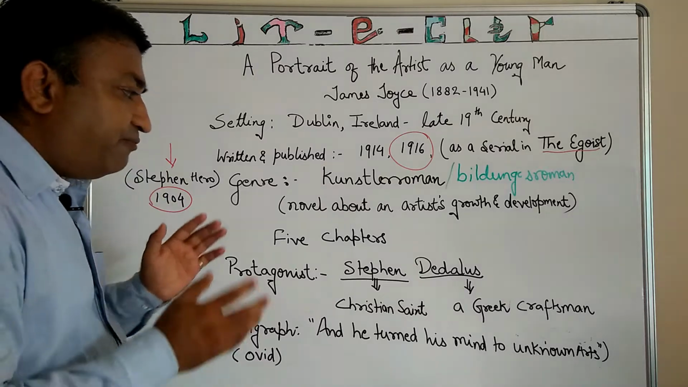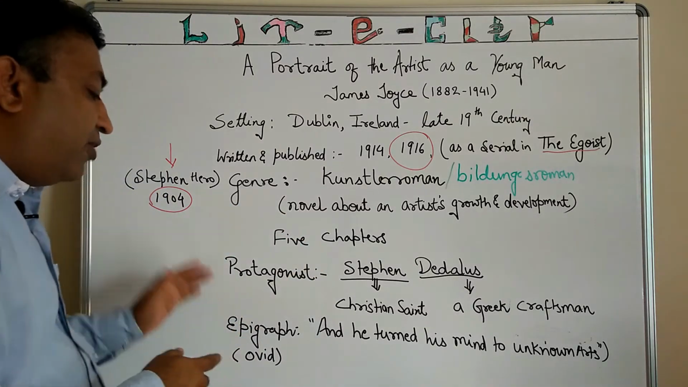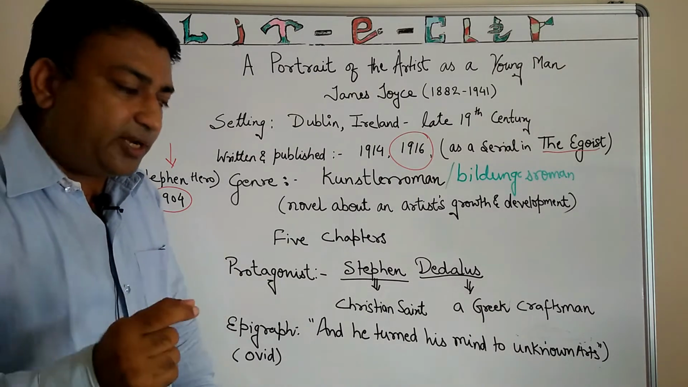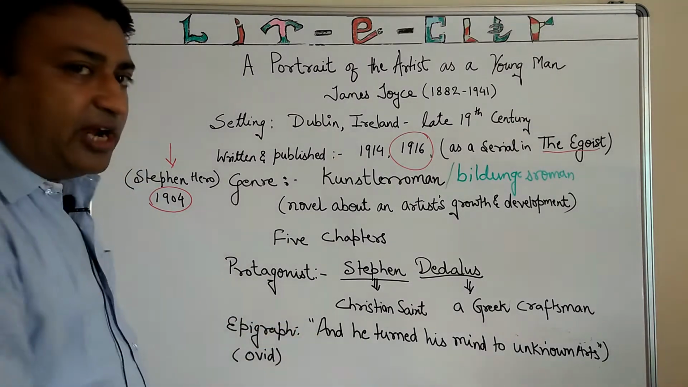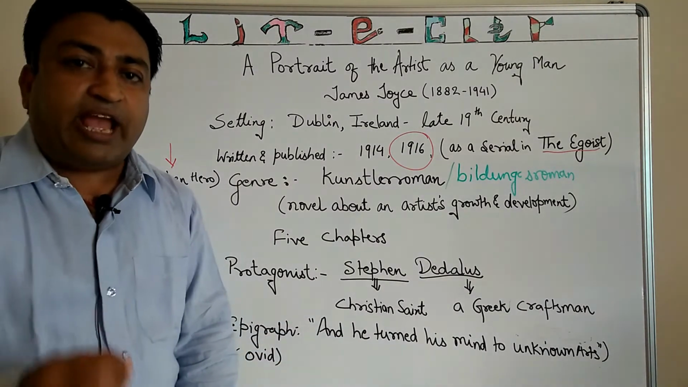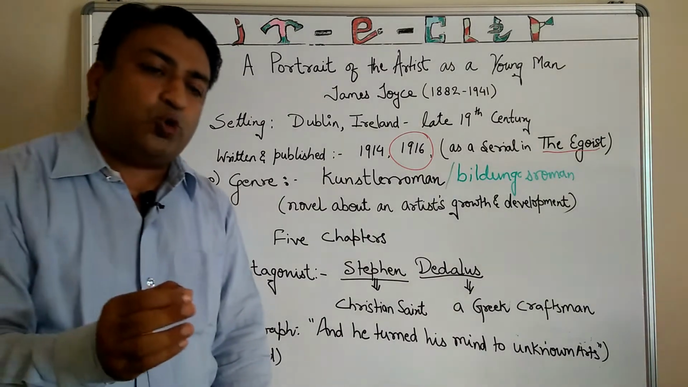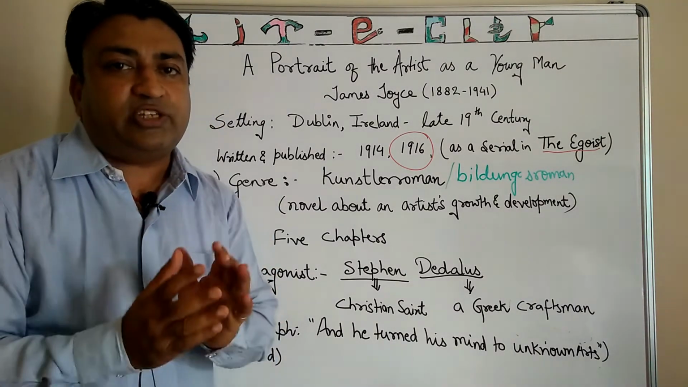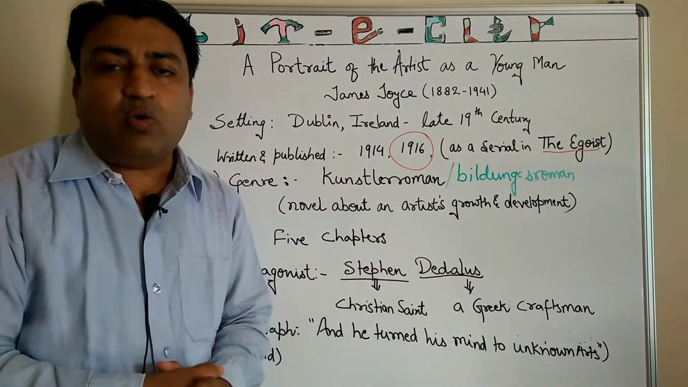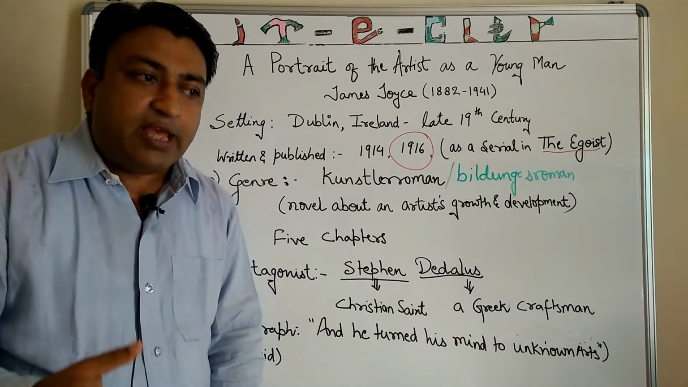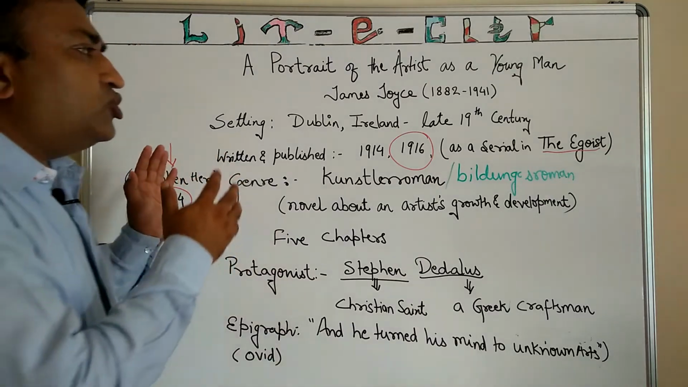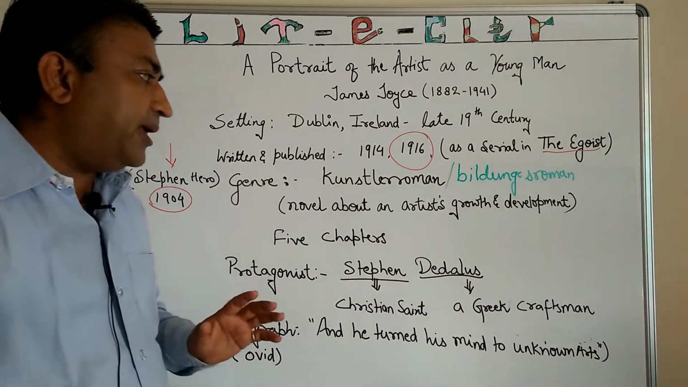And before we launch into the summary, one important thing, the epigraph. It is taken from Ovid, originally written in the Latin language. If we translate it, it says, and he turned his mind to unknown arts. Once again, the epigraph shows what this novel is about. It is about how the artist, for whom art is an unknown sphere, launches himself full of conviction, artistic conviction. So these were some general facts about this novel.